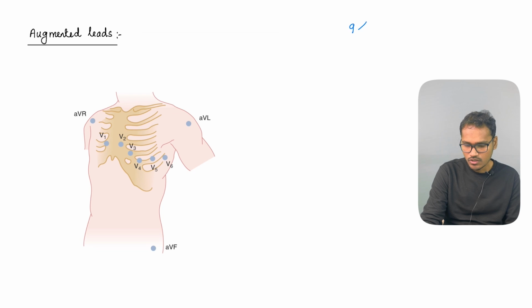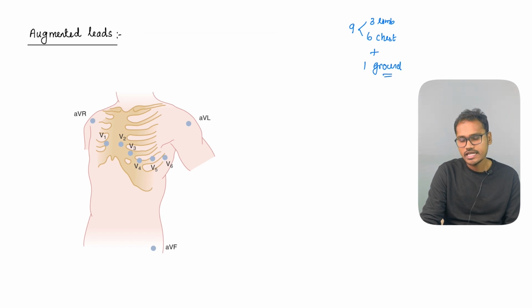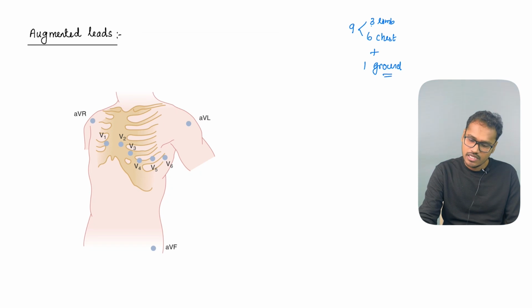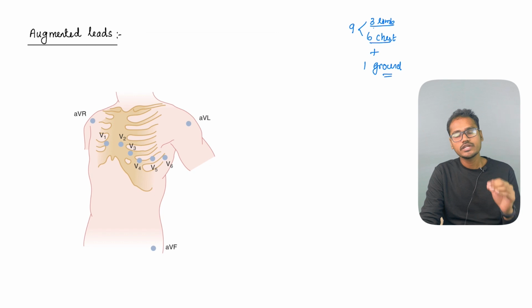I will tell you how. For the limb leads, we are going to put 3 leads in 3 areas, and 6 chest leads, so that comes to 9. Plus 1 is for grounding. If you consider that also, there will be 10 electrodes hanging on the wire, whichever setup you are getting. Here we have just 9 electrodes, but we are able to take 12 leads.